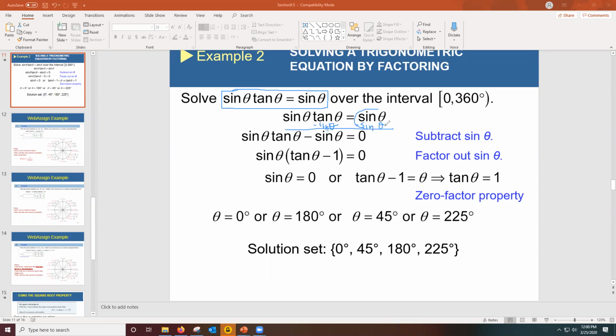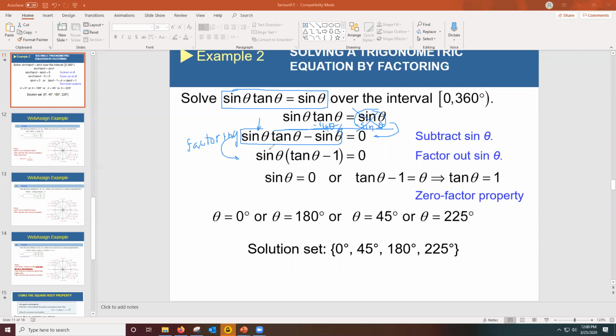On the right side, sine theta subtract sine theta gets me a 0. And on the left side, I have sine theta tan theta subtract sine theta. But now what I want to do is factor. So when I look at the left side of this equation, do you notice sine theta is showing up in the first part and in the second part here?